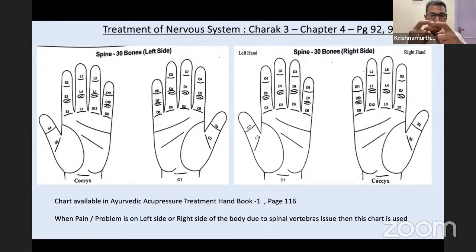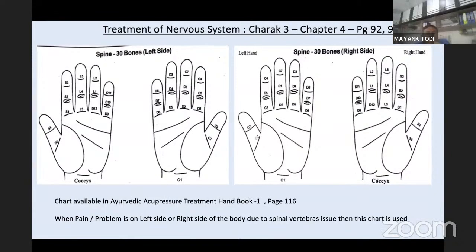If you have to put the methi strip, you have to put it over here on the joint, or I'll show it here. Right on the joint it should come. But if you put it here, it won't give you the result. Or if you put it here, it won't give you the result. It should be put properly on top of the joint.